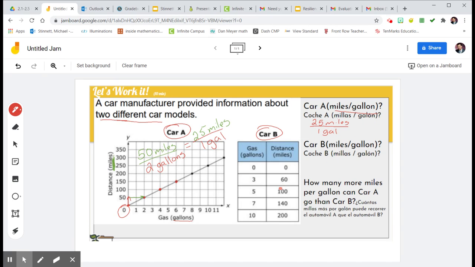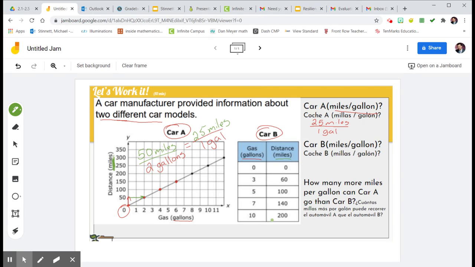Okay? And then now let's look at car B. So this is a different car. It's going to have different numbers. It's going to be doing a different thing. And they're representing it in a table. But notice what it still has. It still has gallons. And it still has miles. So those are still the same things we're comparing, okay? So now, if we look at this, we can say, okay, well, they start at 0. If I go 0 miles, I have to use 0 gallons of gas, right? I didn't go anywhere. If I go 60 miles, then I use 3 gallons of gas, all right? If I go 100 miles, I have to use 5 gallons of gas, and they keep going down, right?